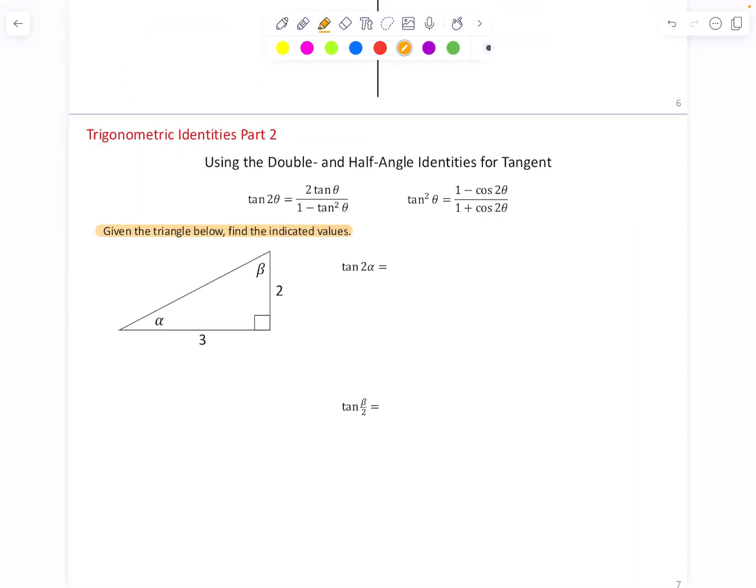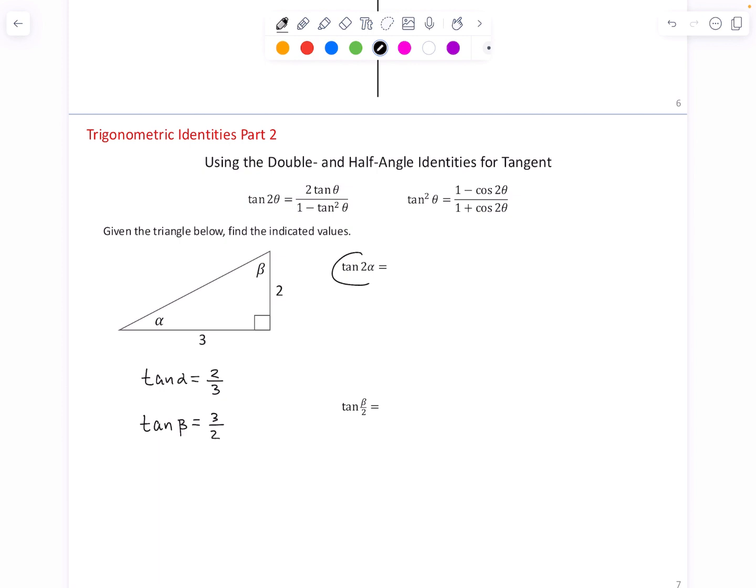Given the triangle below, find the indicated values. So we have a right triangle. This angle is alpha, this angle is beta, and we know the two legs. So we know that the tangent of alpha is opposite 2 divided by adjacent 3. But for tangent of beta, the opposite and adjacent roles reverse. We get the opposite of 3 divided by the adjacent 2.